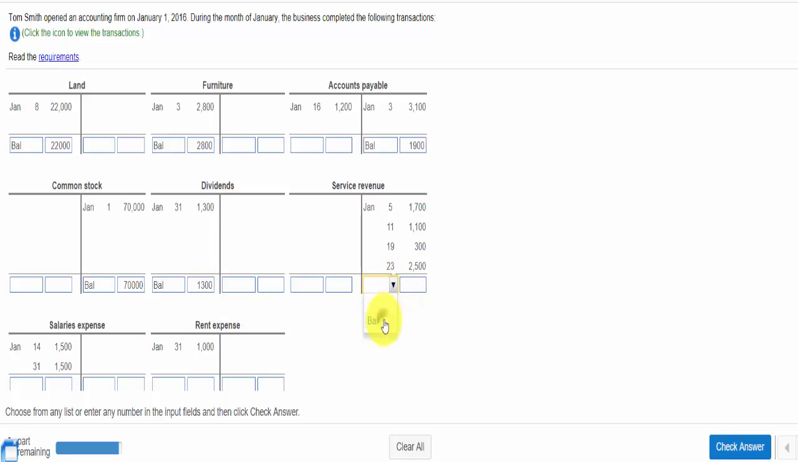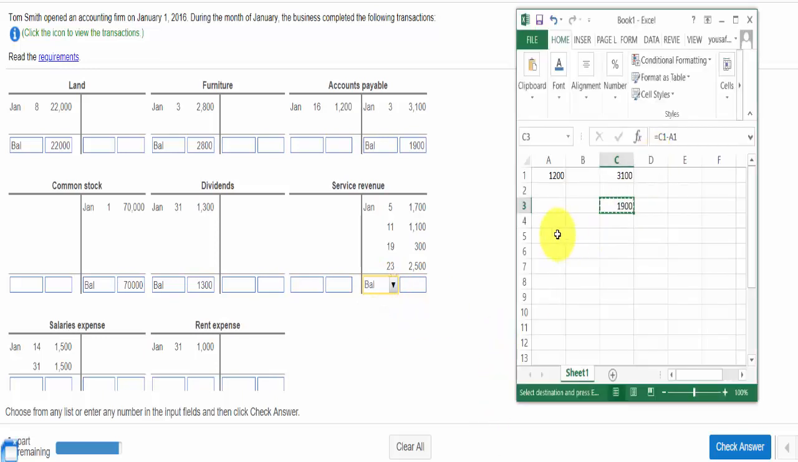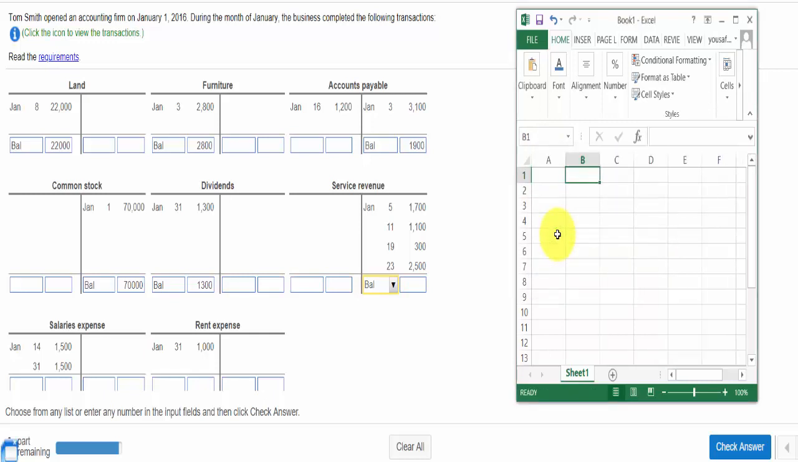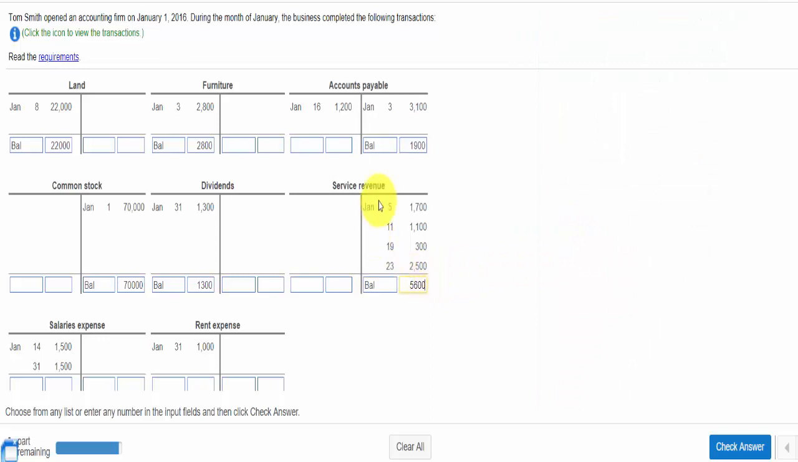Here we will use our Excel again to calculate the balance of this service revenue account. 1,700, 1,100, 300 and 2,500. We will add these amounts, then put this balance in the service revenue account. There is no amount in the debit area, so all the balance will be put on the credit side.